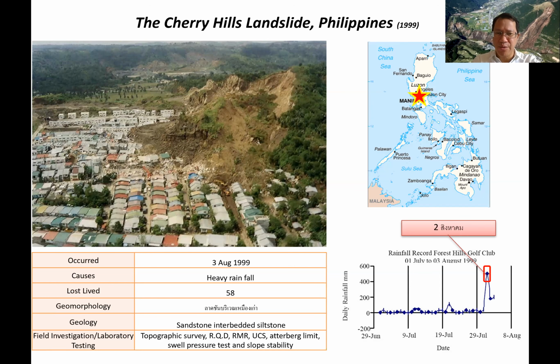The soil can be eroded, and then this causes a steeper slope, something like that. And then finally it will slide down. Okay, that was the first case history.